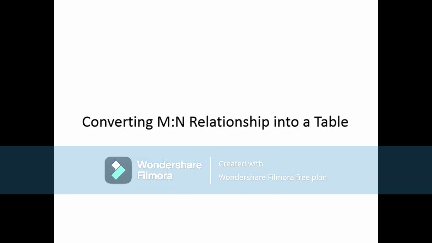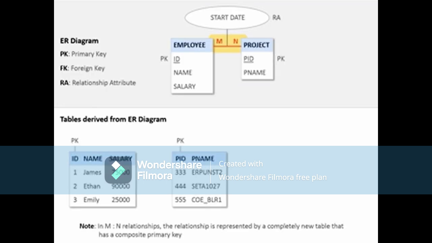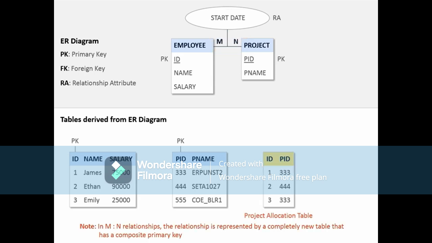Now, let's learn how to convert many-to-many relationship into tables. While representing many-to-many relationships, we have to take care of several details. In addition to the entity table, that is the employee and project tables, we must create a third table. Here, we have created a project allocation table. The third table will contain a composite primary key by including the primary keys from the two entity tables. Here, employee ID and project ID together form the composite primary key for the project allocation table.